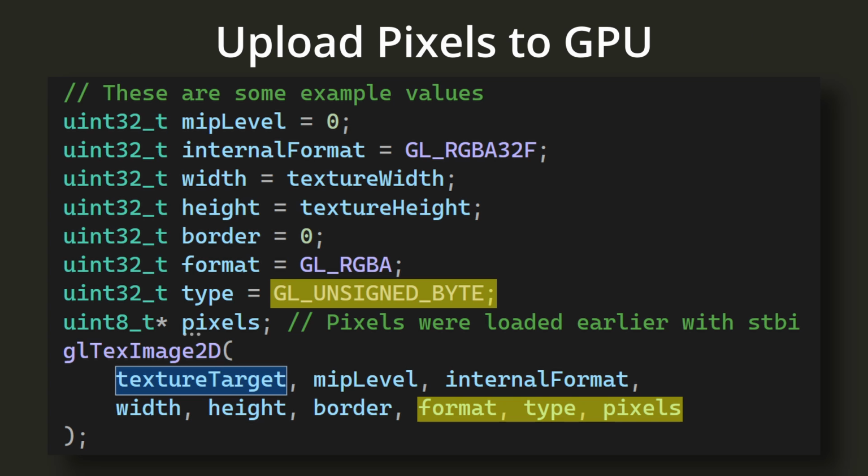Then we have the type. This denotes the type of the data that you're uploading. For instance, if I have RGBA data that uses uint8_t for each color component, I could use GL_RGBA and GL_UNSIGNED_BYTE for these two parameters. Finally, we have the pixel data, which is just a pointer to the aforementioned pixel data.